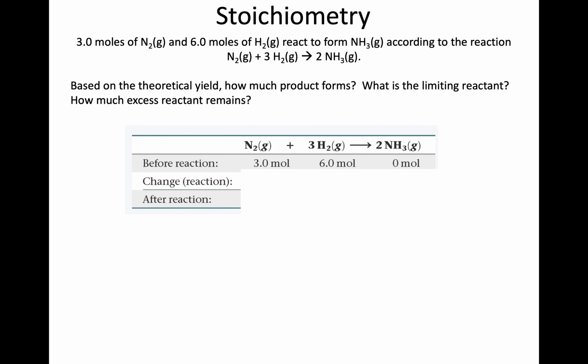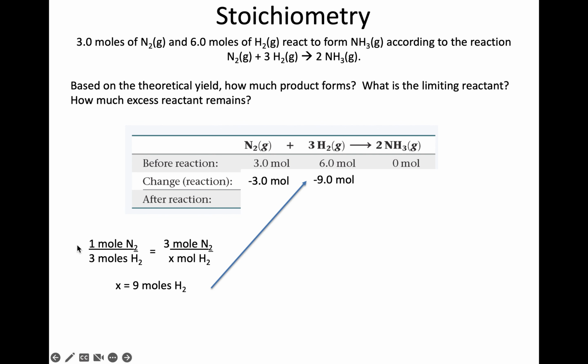If we're to look at that same question using a BCA table, BCA stands for before, change, and after. We could have the initial information listed. One of the reactants is going to be a limiting reactant, and we can just pick one. Let's just select N2 and test that. If my balanced equation tells me that for every 1 mole of N2, 3 moles of H2 react. That's what the coefficients tell me.